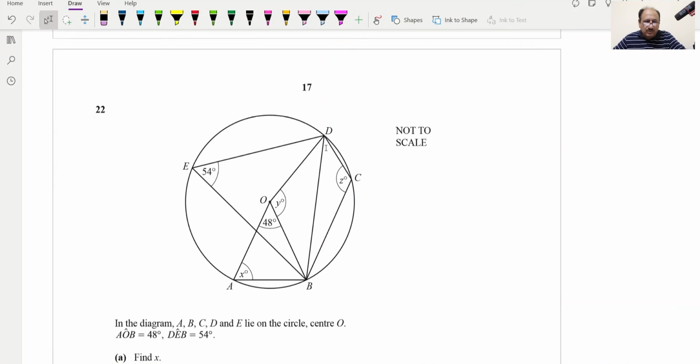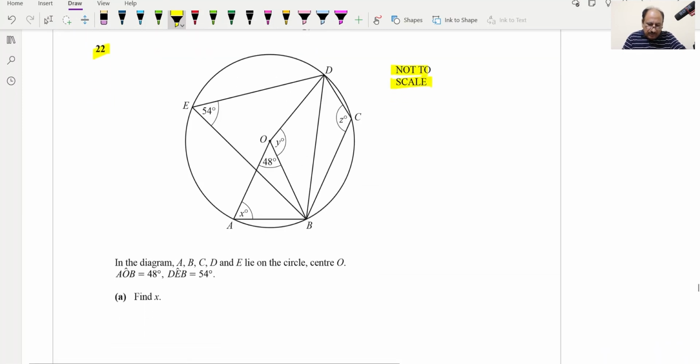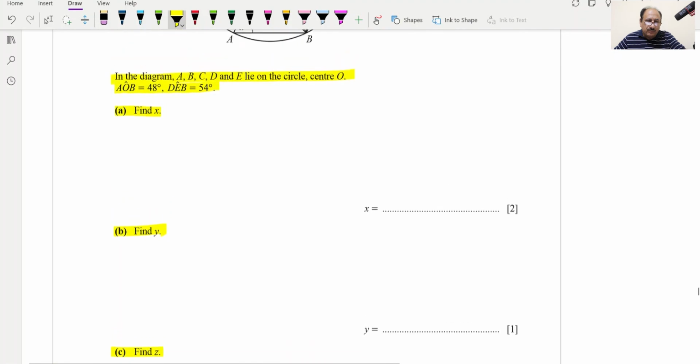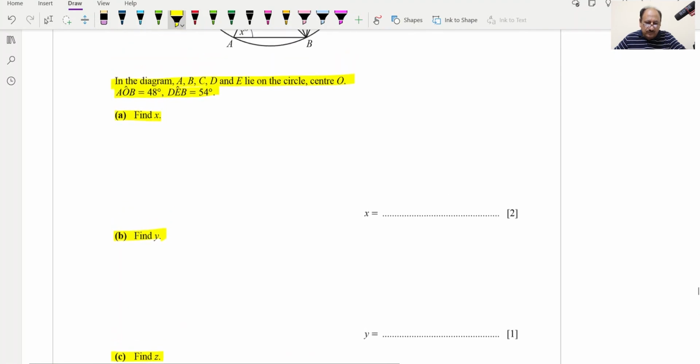And then we can go through question number 22, which is a circle theorem question. Diagram is not to scale, we can't measure angles. In the diagram, A, B, C, D and E lie on the circle. Center is O, this is the center. Angle AOB is 48 and DEB is 54. So 54 is given and 48 is given. We have to find X, we have to find Y, and we have to find Z. These are the 3 values which we need to find.